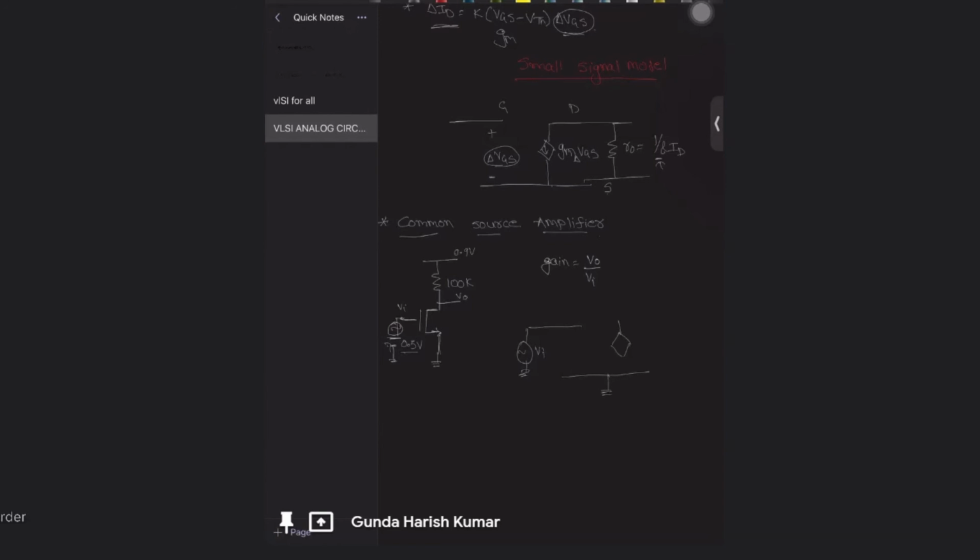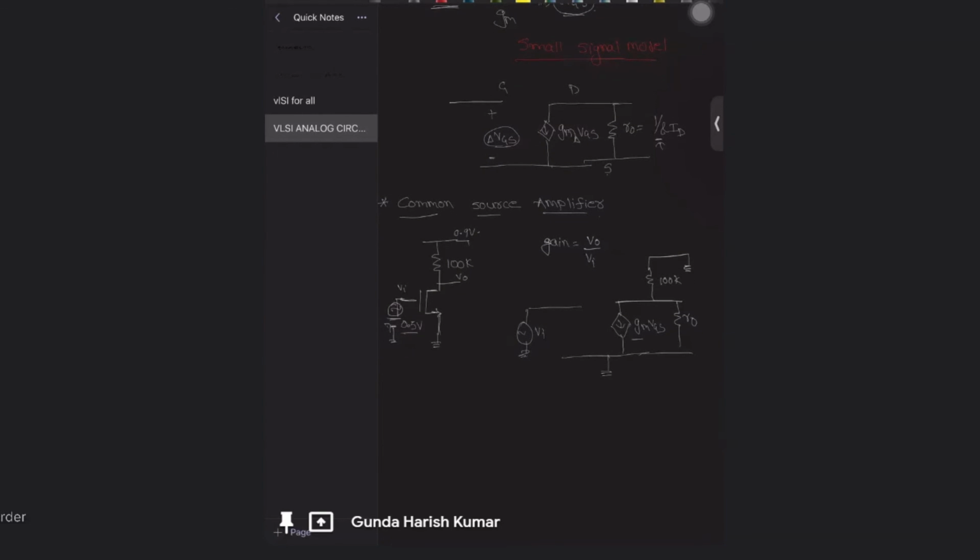This is the gate, and the source is also grounded. And I have a GM VGS, and I have an R0. My drain also has a resistance, and this is grounded because in the small signal model voltage sources are grounded. So I have a resistance of 100k and this is grounded.